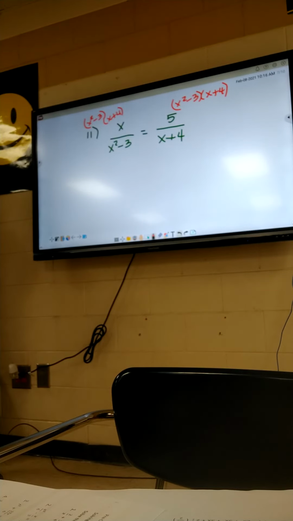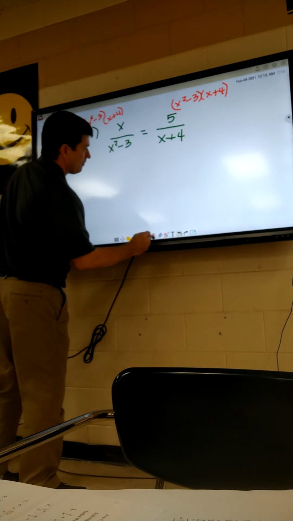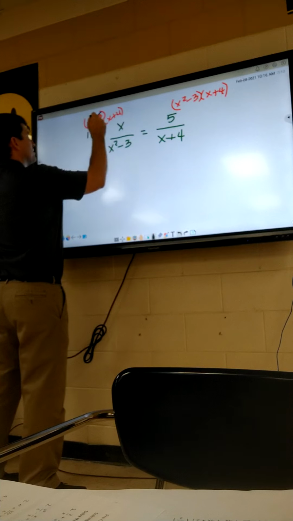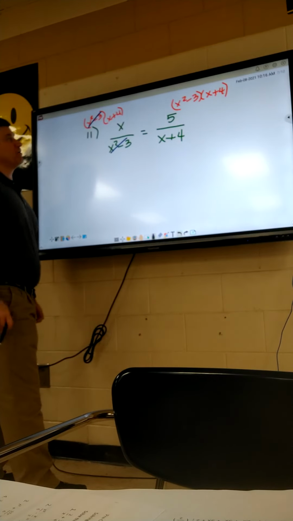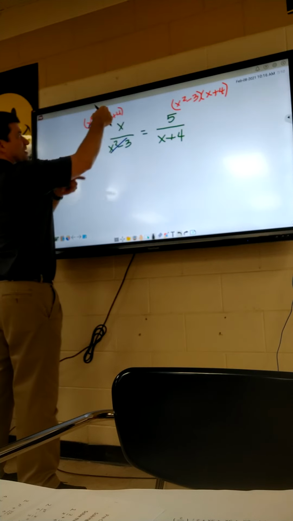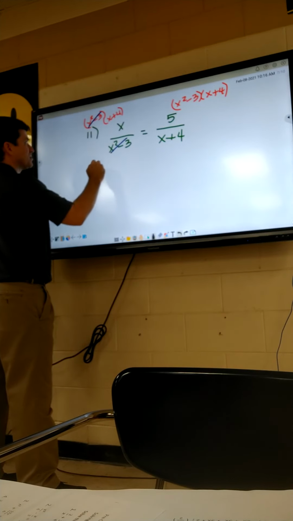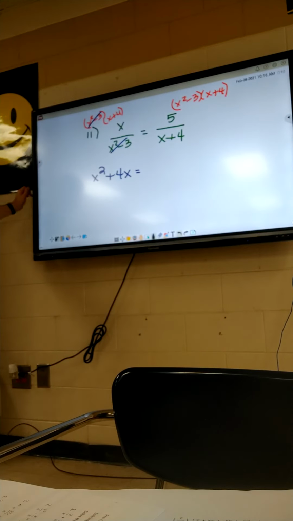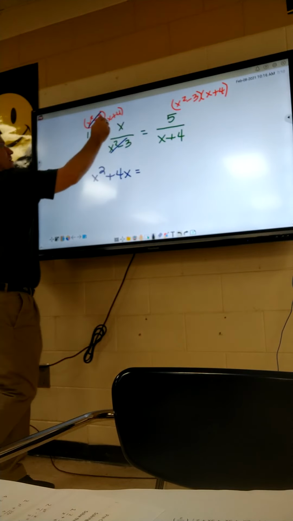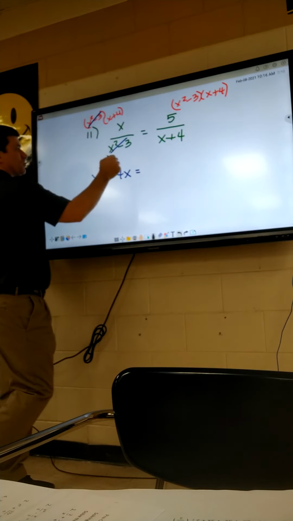All right, so Hunter, what's going to cross out on that first fraction? Yep. All right, so I mark out x squared minus 3. Now, what about what we bring down? You still just distribute what's left over. So x times x is x squared plus 4x. And now y'all got to do the right side. Wait, why would it be? X times x is x squared. X times 4 is 4x. That's right.